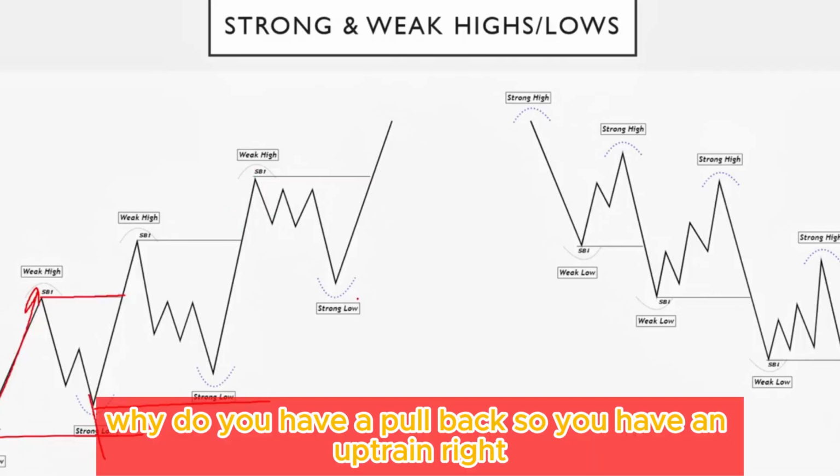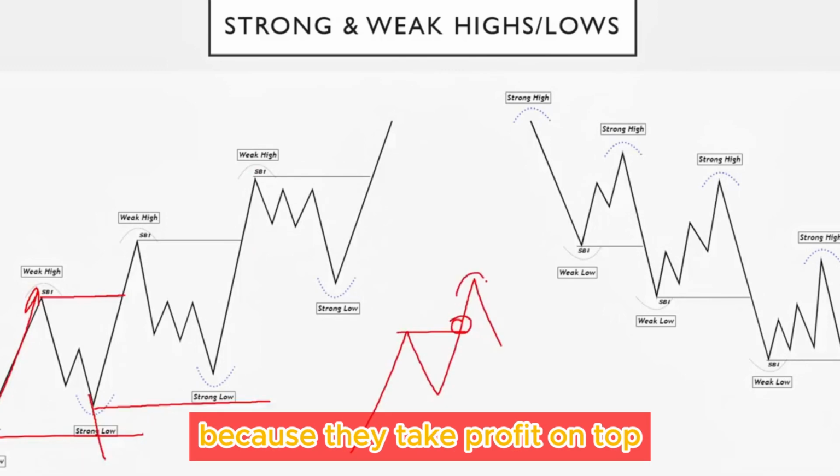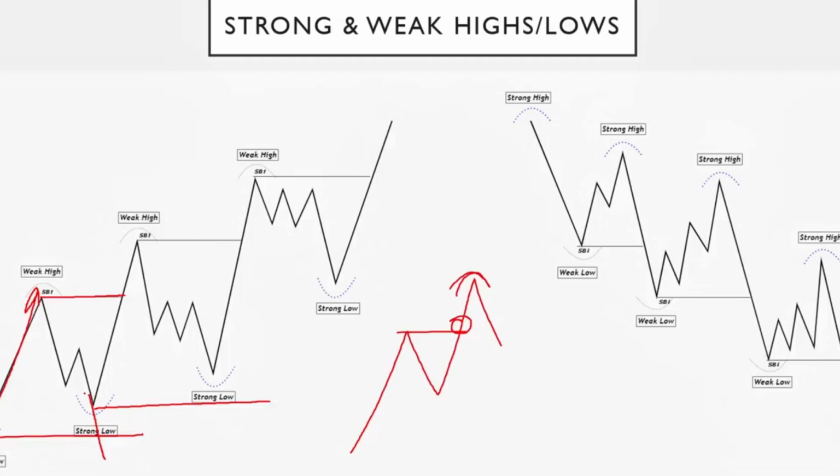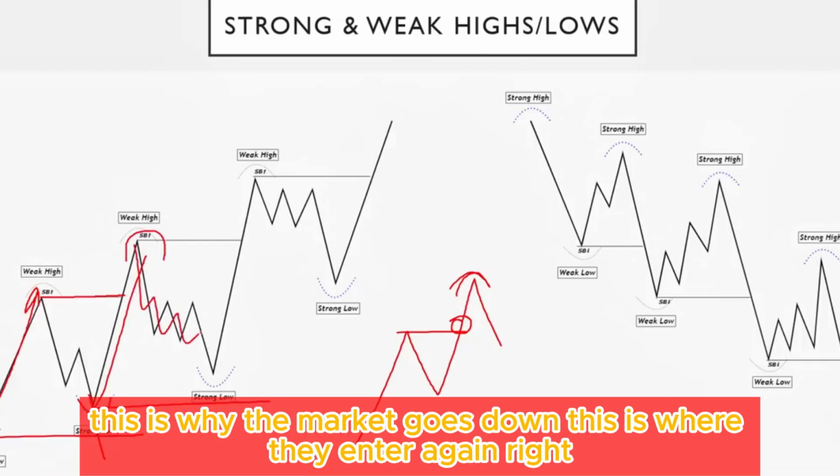Again, why do you have a pullback? So we have an uptrend, right? So why do you always have a pullback when a new hard high is made? Because they take profit on top, right? So they bought from here, they pushed up, they're taking profits right there. This is why the market goes down.